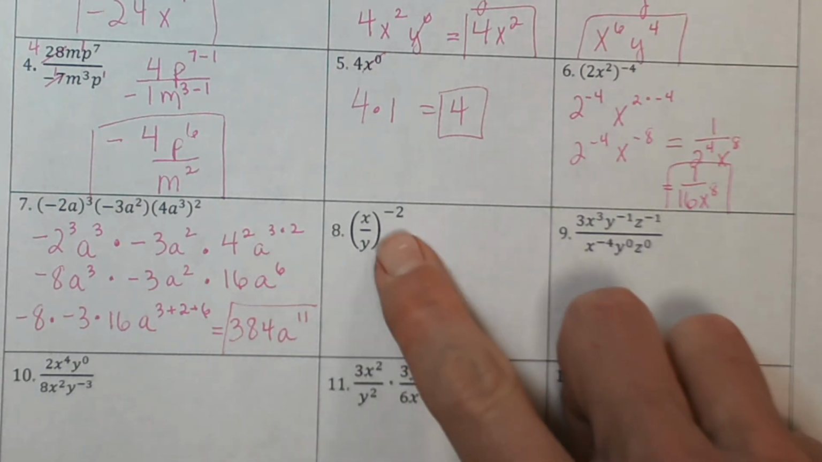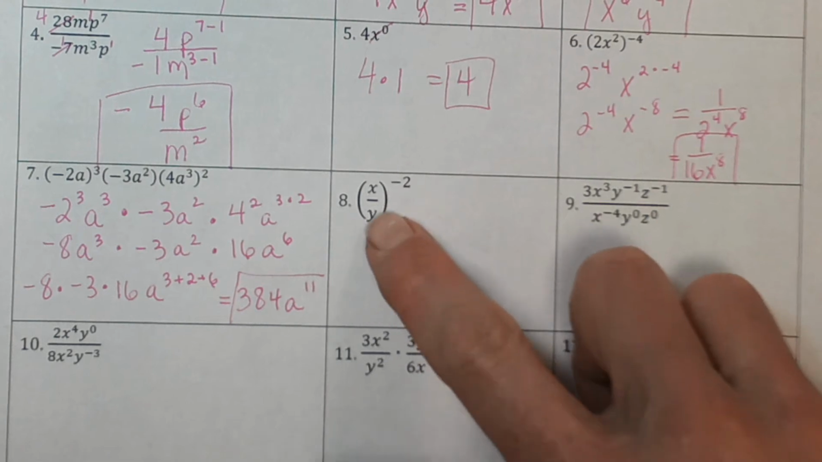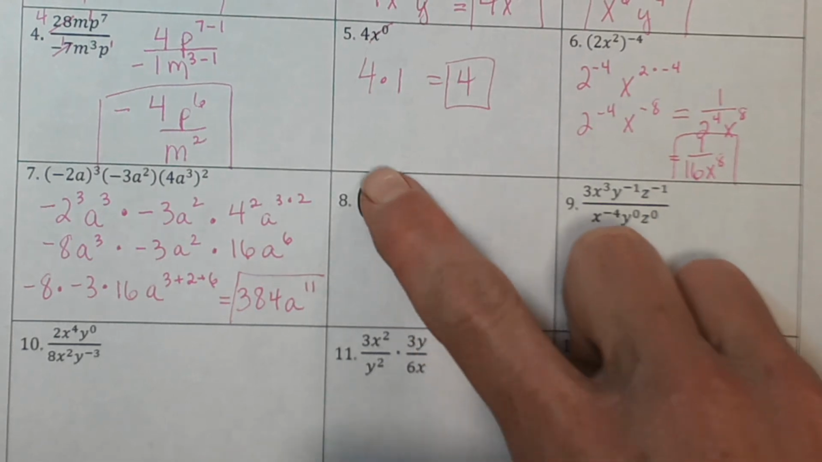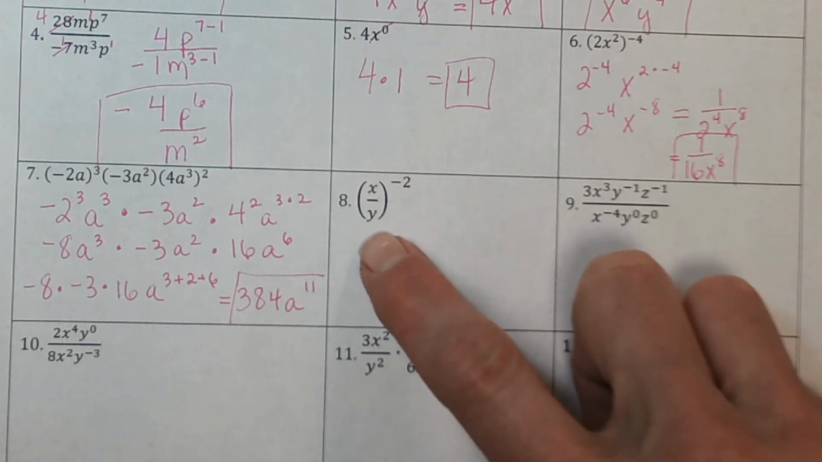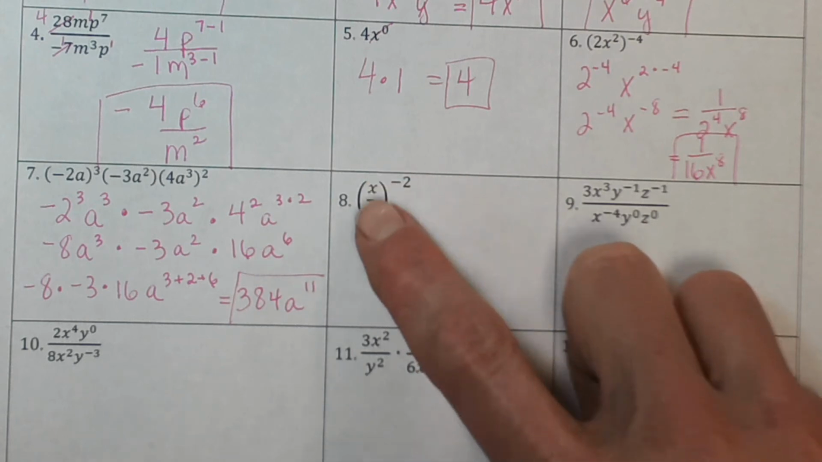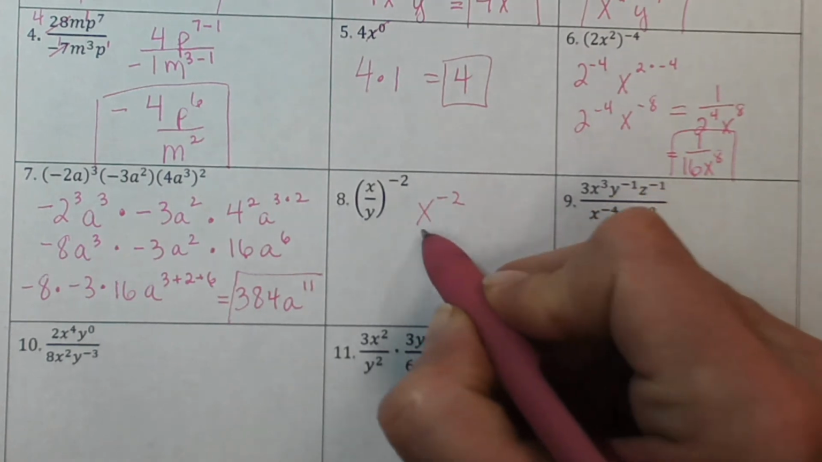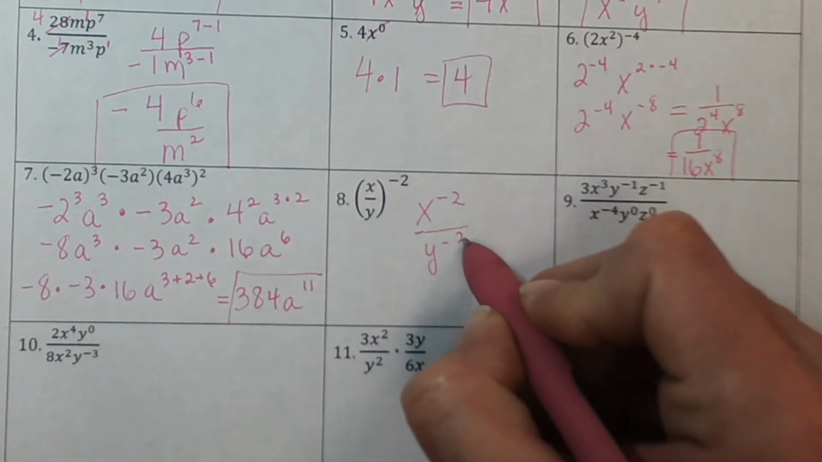Okie dokie. Now again, we have 2 things in a parenthesis, raised to a power. So even though they're on the denominator, it's fractions, right? A numerator and denominator, they're both going to still get that negative 2. So I have x to the negative 2 and y to the negative 2.